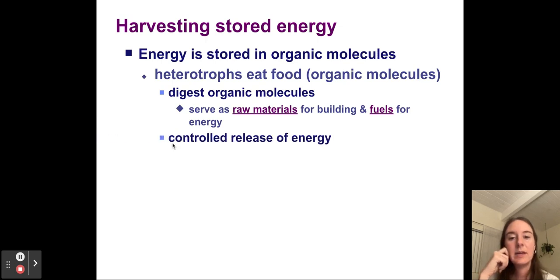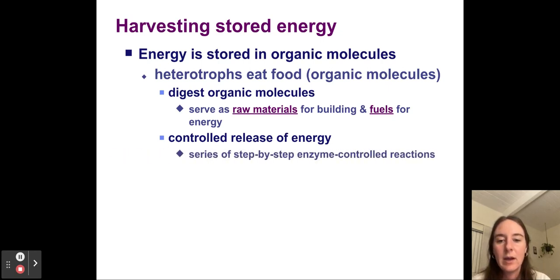Now, when we are taking our food, our organic molecules, we're not just releasing all the energy all at once. It's called a controlled release, and we're going to take a look at what that means in a moment. So there's a series of step-by-step enzyme-controlled reactions. So there are special enzymes that are actually helping the organic molecules, the food that we eat, break apart and to make energy. Kind of like burning a fuel.